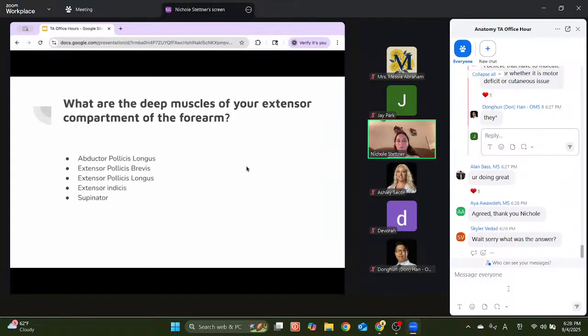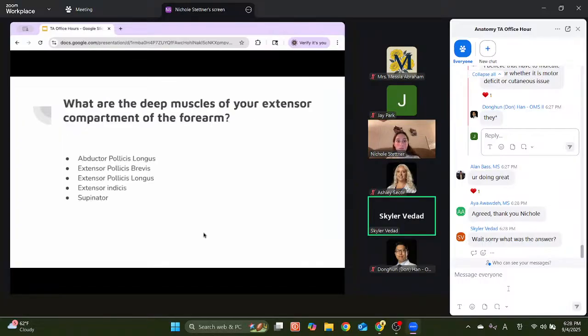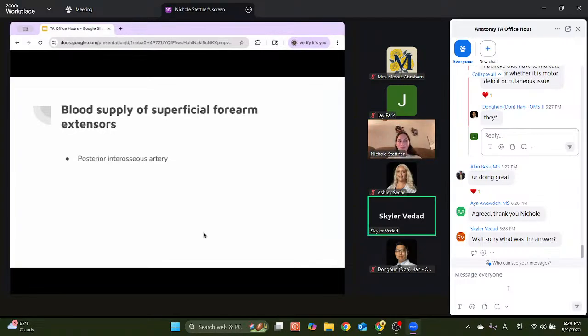What was the answer? Skylar, I'm sorry, I don't know what you're referring to. Oh, sorry, I was just asking about the deep muscles. Oh, that's not a question. I'm sorry. No, you're okay. This is just the deep muscles of the extensor compartment of the forearm. You just have to memorize them. APL, EPB, EPL, indicis, and supinator. Yep, that's it. Thank you. Yeah, no problem.